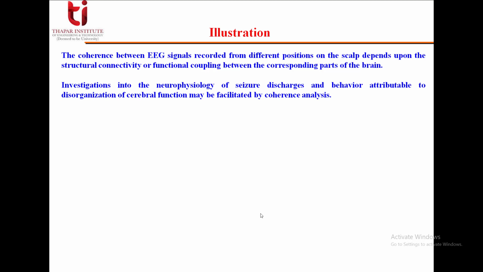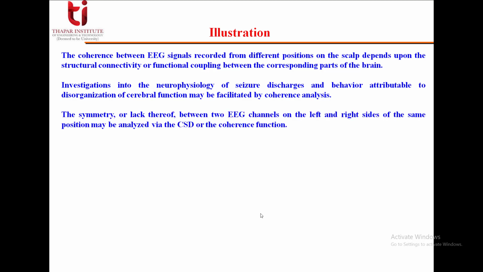Investigations into the neurophysiology of seizure discharges and behavior attributable to disorganization of cerebral function may be facilitated by coherence analysis. The symmetry or lack thereof between two EEG channels on the left and right sides of the same position may be analyzed via the cross-spectral density or the coherence functions.